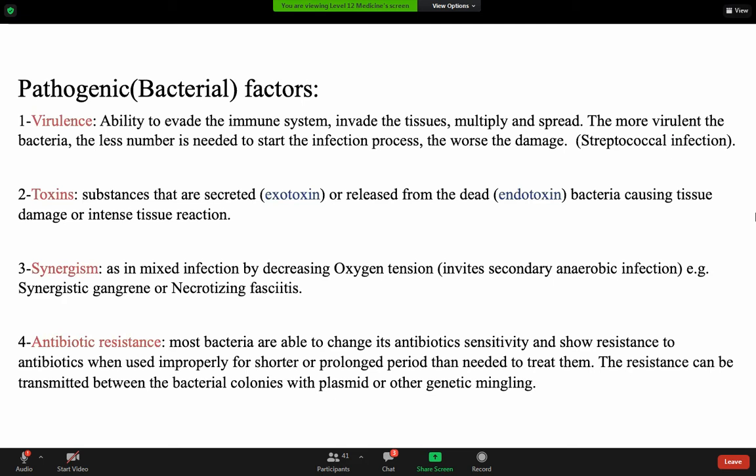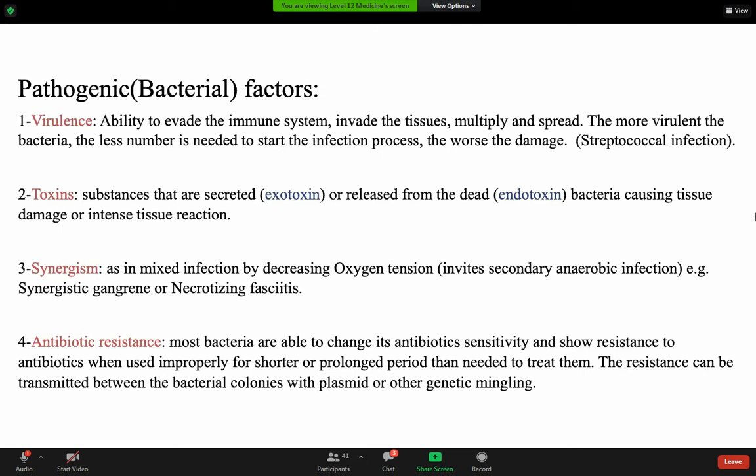Pathogenic factors. What is virulence? Its ability to evade the immune system, invade the tissue, multiply and spread. Toxins are substances that are secreted or released from the dead bacteria. Synergism is a mixed infection by decreasing oxygen tension, like synergistic gangrene or necrotizing fasciitis.